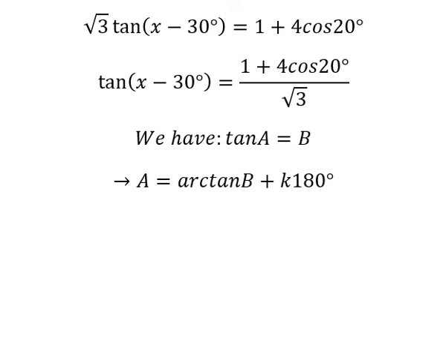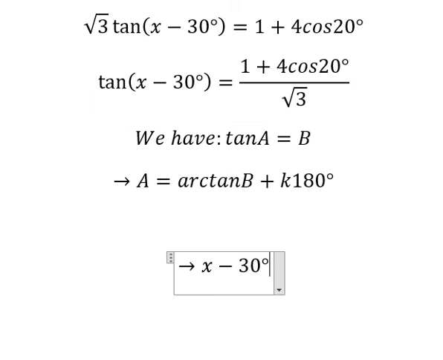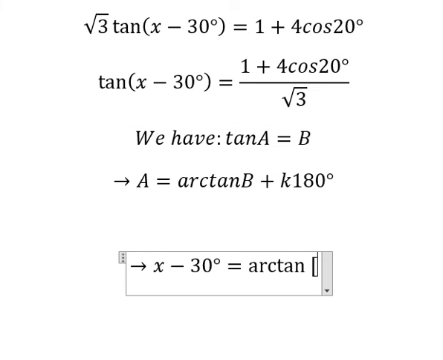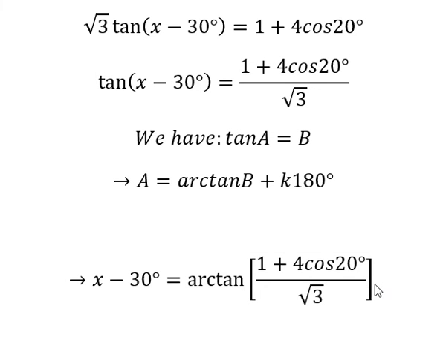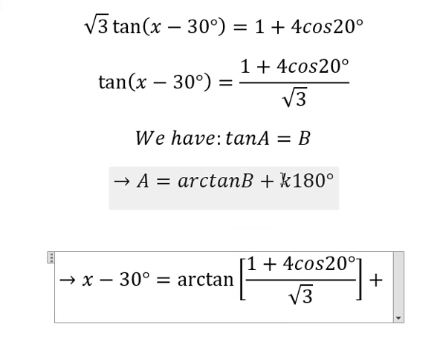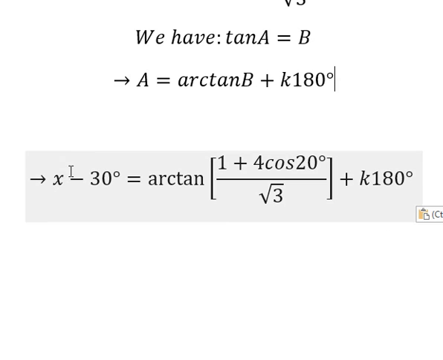So we have x minus 30 degrees equal to arctan of this one, and we have k·180 degrees in here, and we know that k belongs to the integers. Now we put this one go to the right, and now we have the final answer.